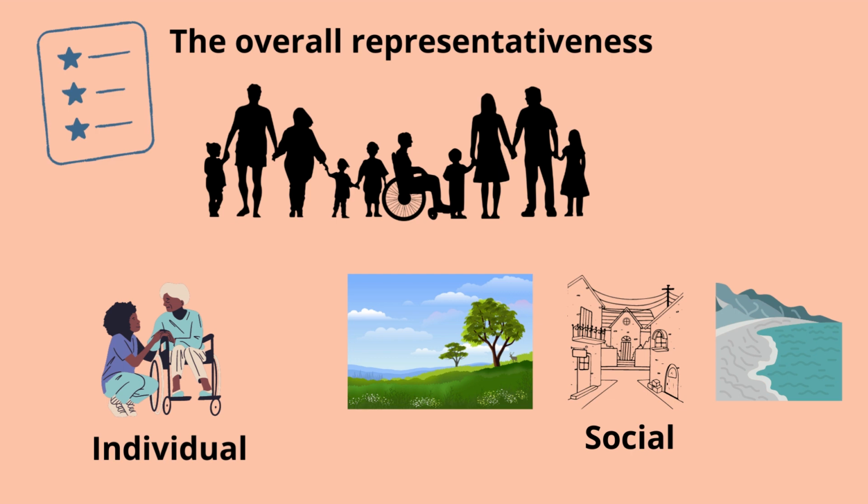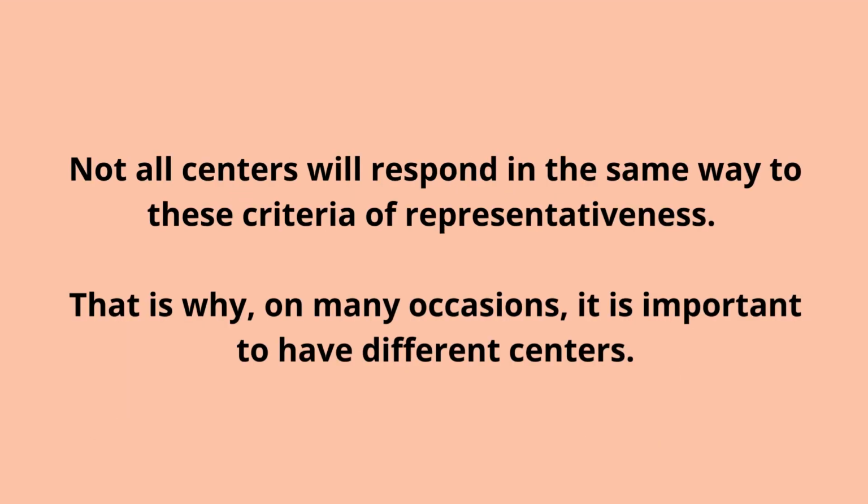Some of the characteristics we would consider for representativeness are different ages, sexes, medical conditions, ethnicity, socioeconomic status, climatic areas, urban or rural residents, and risk factors. Not all centers will reflect all of these criteria of representativeness. That is why it is a good practice to have different centers.